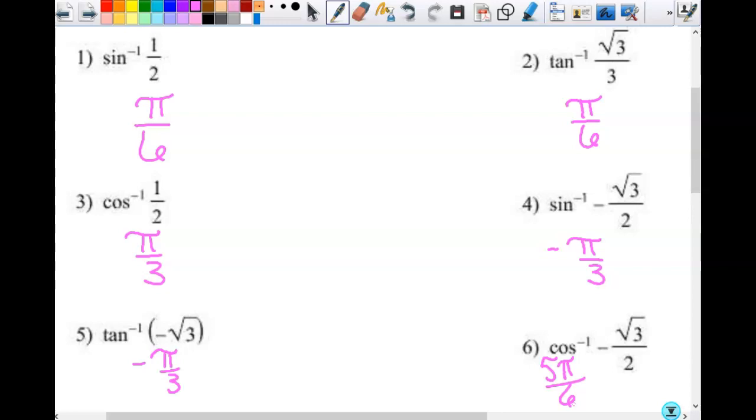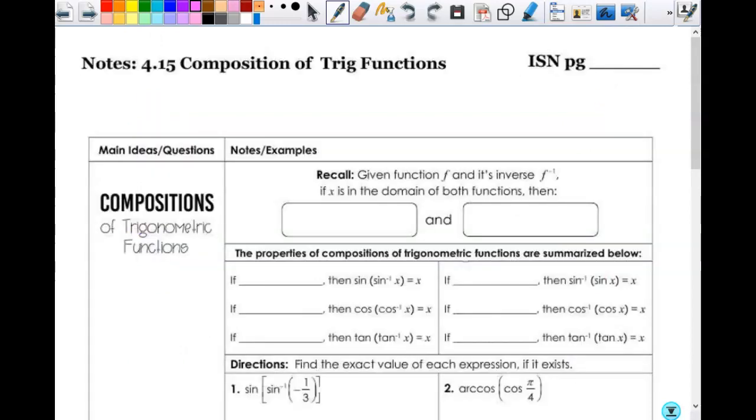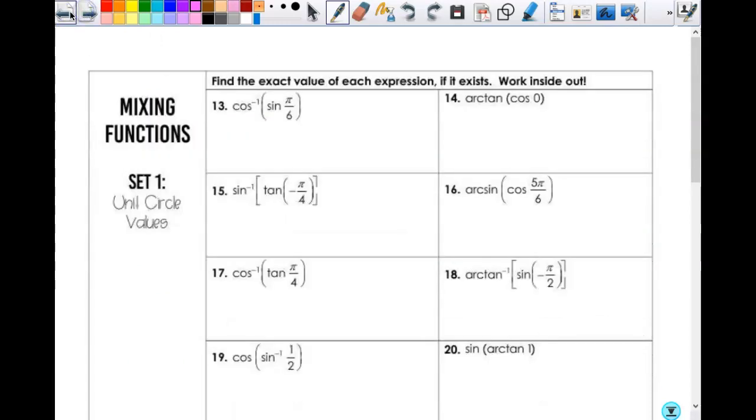So let's look at this. This is going on page 107 when we are done.